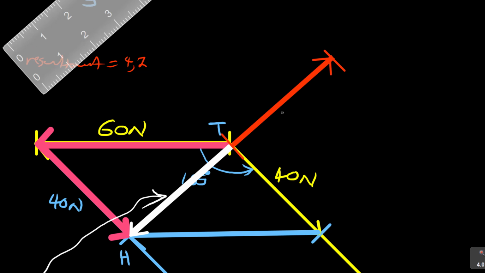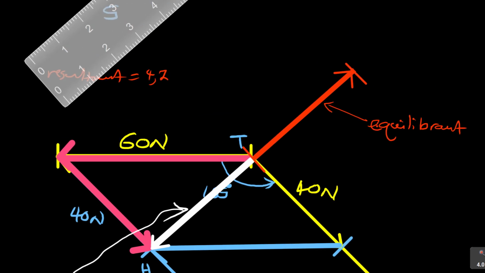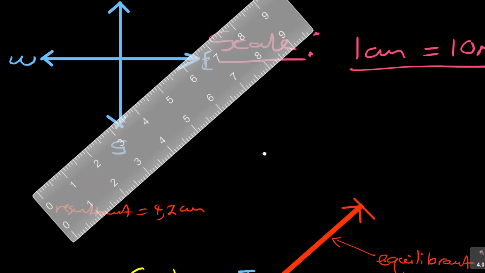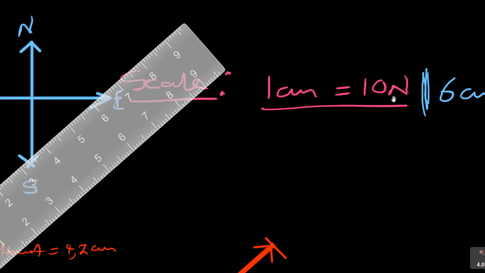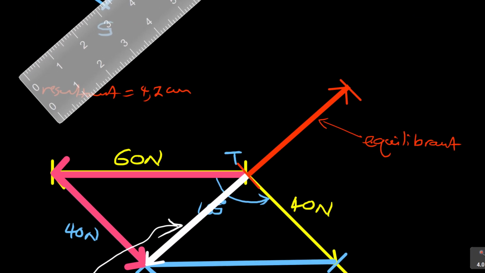And what we call this one? We call this the equilibrant. Equilibrant. And then with that, remember what is the equilibrant? It's 4.2 centimeters. But now when you're converting, go back to your scale. What was the scale? 1 centimeter to 10 newtons. So 6 becomes 60. So 4.2 becomes what? 42 newtons. You see? Then this is 42 newtons. And even here, this is 42 newtons, the resultant.